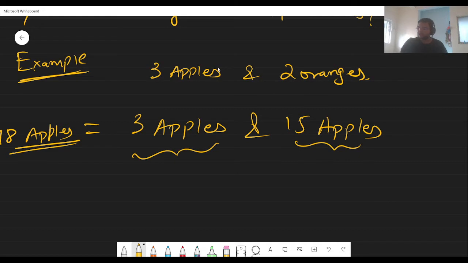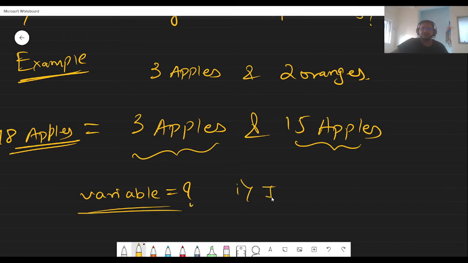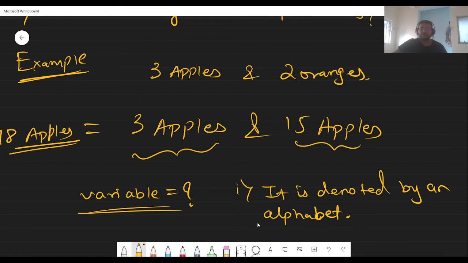Now see, for that first we'll study the different types of expressions. For that we first need to study what a variable is. What do you mean by a variable? At the first point, a variable is denoted by an alphabet.